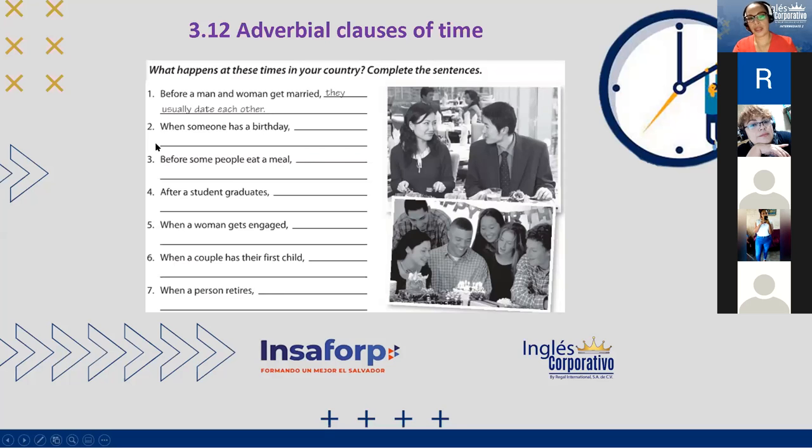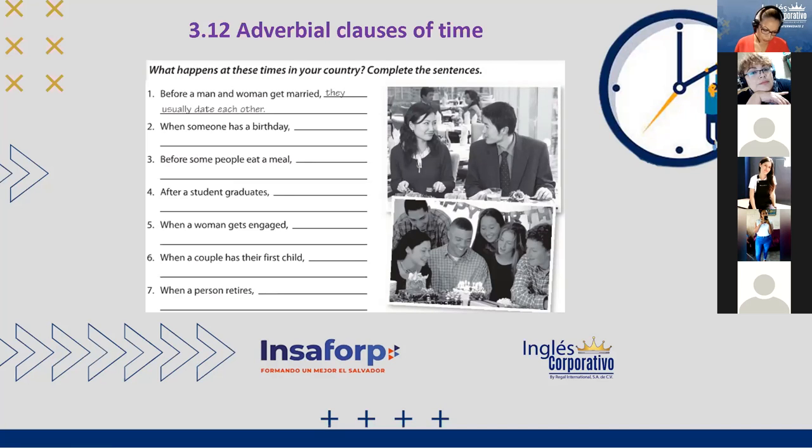Now, what happens here in our country when someone has a birthday? They usually have a cake. That is an idea. What else? Any different idea? The family and friends, they organize a party. Yes.